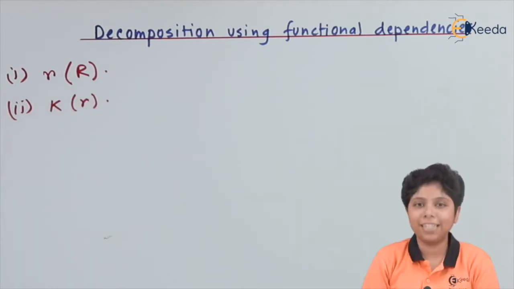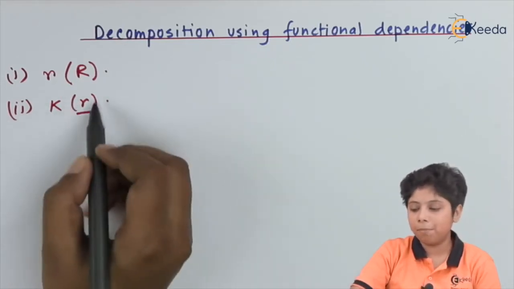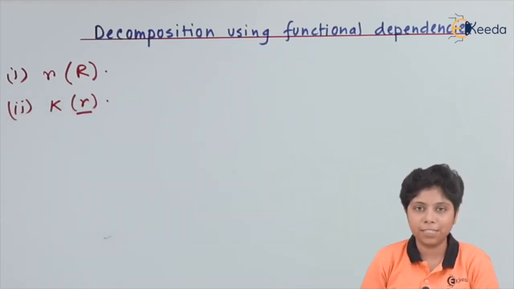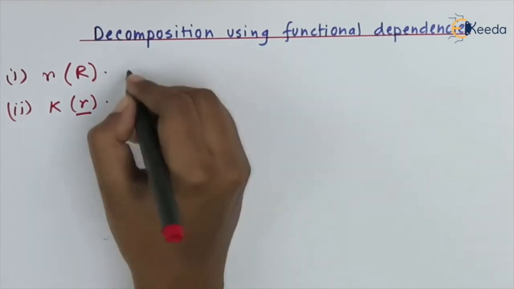Now the capital K is used to represent the super key of a relation r. So K(R) means that K is the super key of relation r.